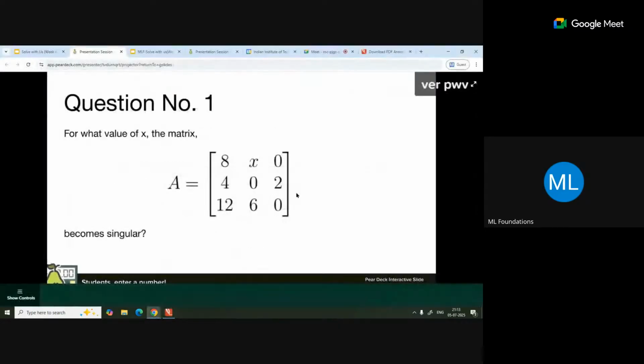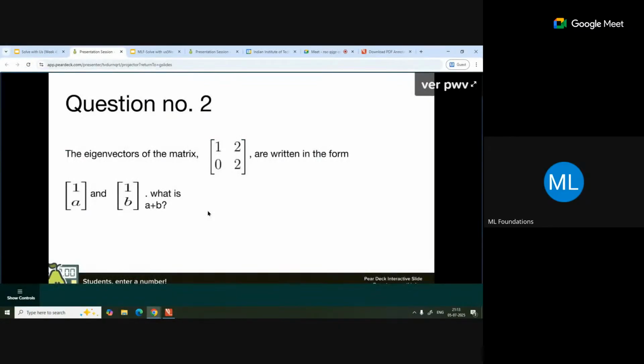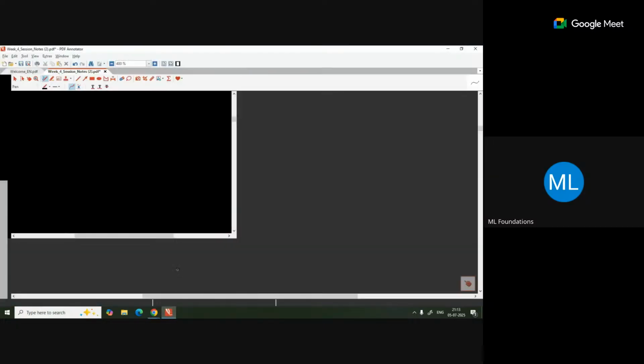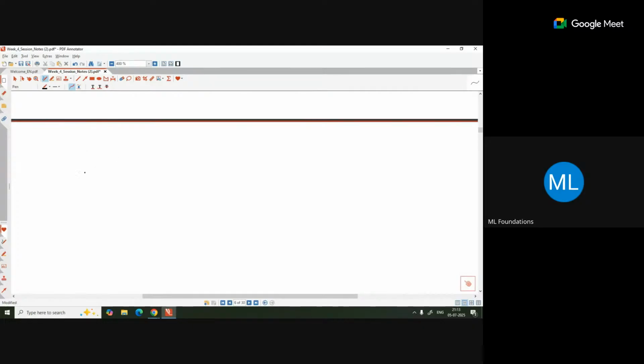You can solve it. Maybe you can do the next question. The next question is: the eigenvectors of the matrix are written in the form of 1a and 1b. What is the value of a plus b? That is what is given to me. So let's say if you have any matrix A, what eigenvalue, eigenvector equation will you solve? It will be Ax equal to lambda x, right? This is the eigen equation, right?